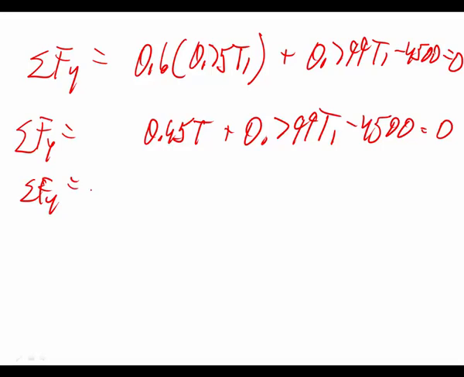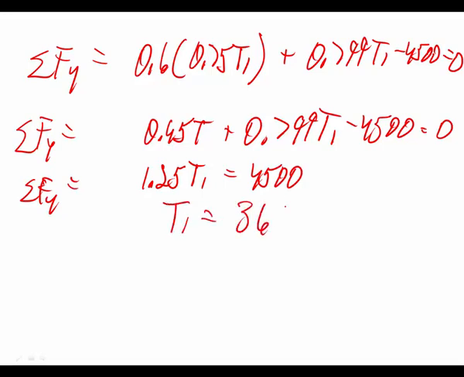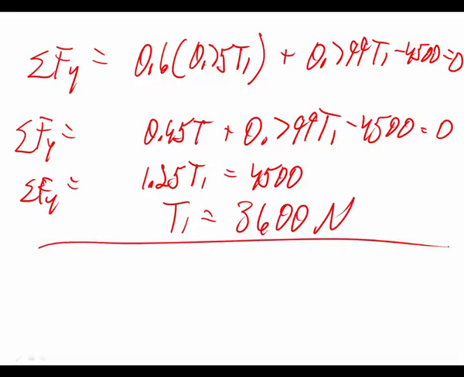0.799 plus 0.45. No, 1.25. I was miscalculating. So this is 1.25 T1 is equal to 4,500. You add 4,500 to both sides, and T1 is equal to what? 3,600 newtons. My Lord, the mercy, you mean to tell me we had to go all the way around that way? Yes. Okay. All right.